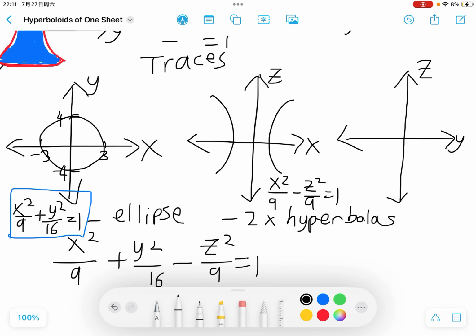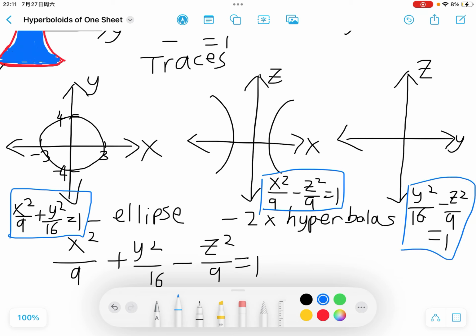And then we also have the yz trace. We just set x equals to 0, right? So we have y squared over 16 minus z squared over 9 is equal to 1. So these are our 3 equations for our traces. That's also a hyperbola, and it's approximately something like that. So now we have our 3 traces.